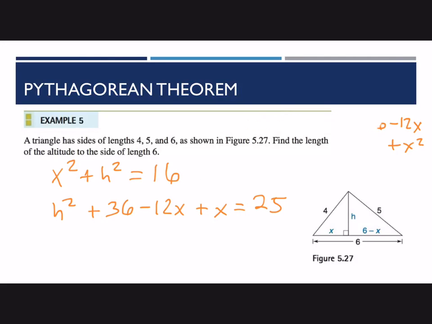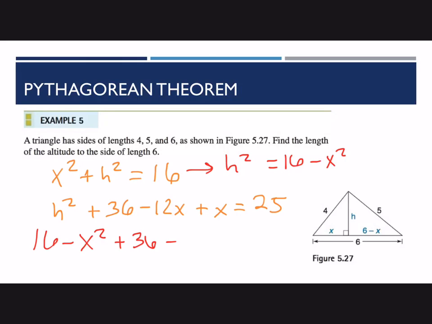The first one I like is to look through and find if there's a similar piece to these that we could substitute. So here's an h squared and here's an h squared. So what I would probably do is just rearrange this first equation to get h squared by itself. So this one would become h squared equals 16 minus x squared. And then I can substitute that into the second equation in place of h squared. Minus 12x plus x squared. I messed that one up.